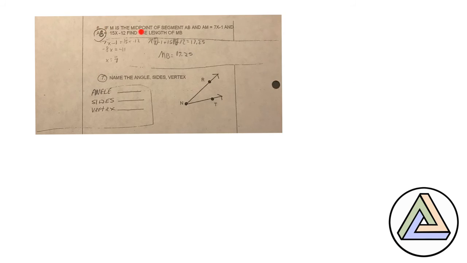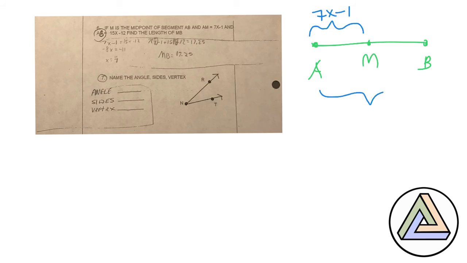Let's see, if M is the midpoint of segment AB, okay, so first of all, I'm just going to draw that. Okay, here's segment AB. Let's just get that over with. We know that M is the midpoint. And then AM is 7x minus 1, so that's this right here, 7x minus 1, and AB, the whole thing, is 15x minus 12. What's the length of MB?